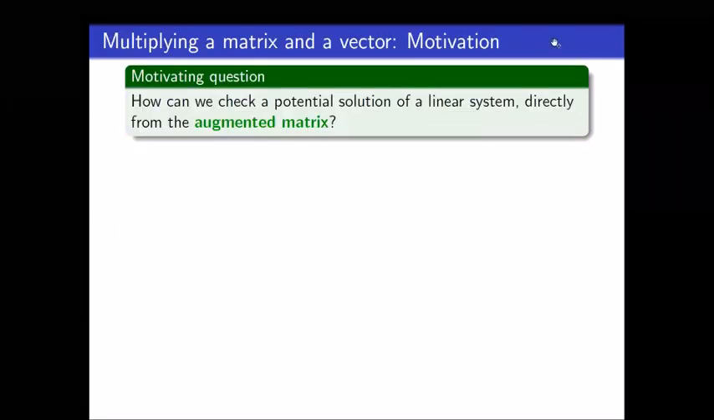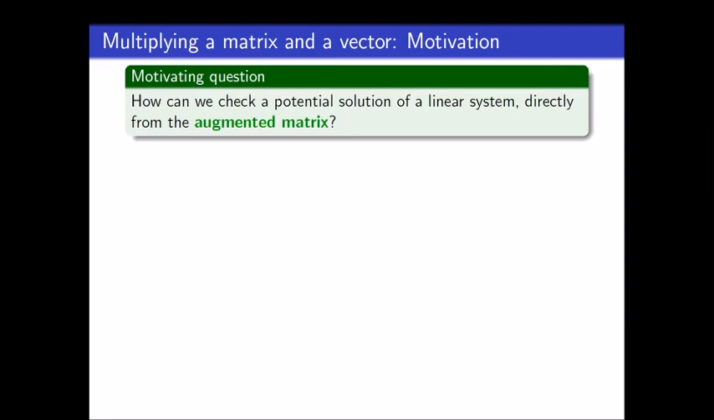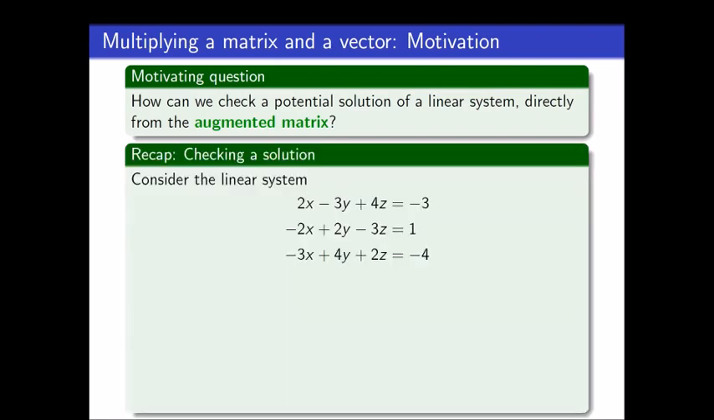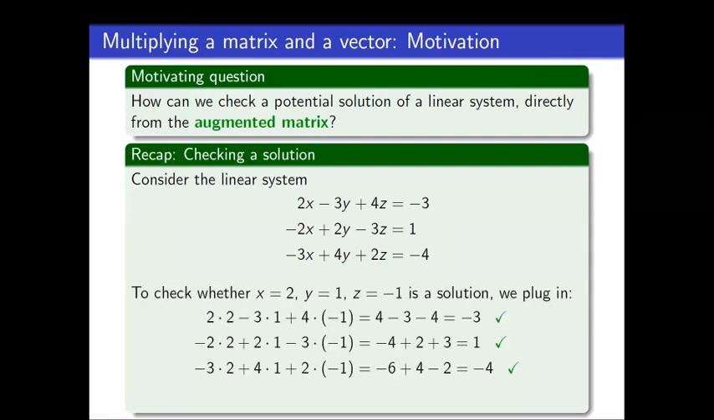Okay, so the next thing I want to talk about is the multiplication of a matrix and a vector. And the motivation comes from verifying a potential solution of a linear system directly using the augmented matrix. Now, recall that there's at least one way we can do this already, and that is by taking our potential candidate solution and plugging the values of x, y, z, or in general of the variables, into all the equations. And if all the equations are satisfied, then our choices of x, y, and z, in this case x equal to 2, y equal to 1, and z equal to minus 1, is indeed a solution.